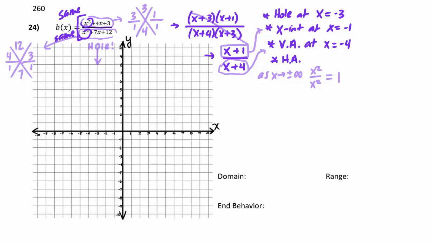And so my horizontal asymptote is going to approach that ratio. It's going to approach y equals 1 as I go further left and further right. It's just which side of that asymptote we're approaching from. So that's kind of a nifty little trick.